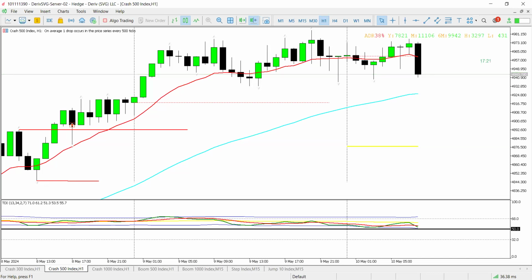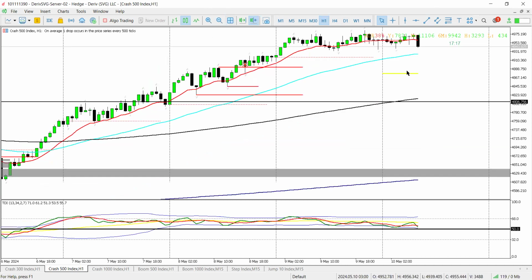So it looks like we can potentially close below the 13 EMA. So we're going to maintain that sell bias right there. Where are they going to sell to? They can potentially sell to this level here.